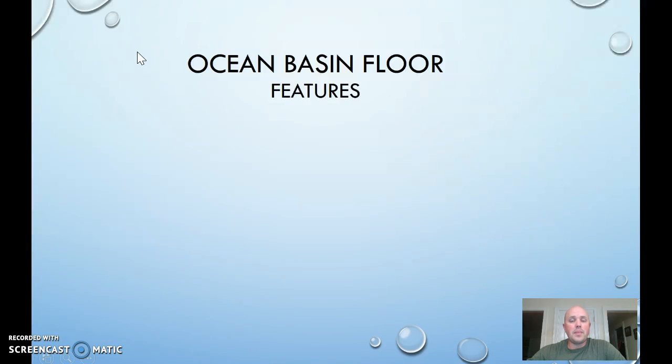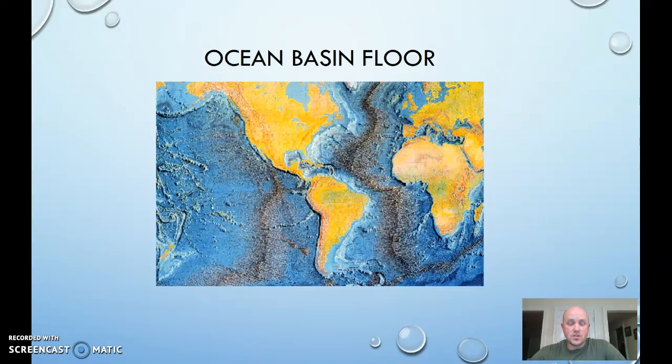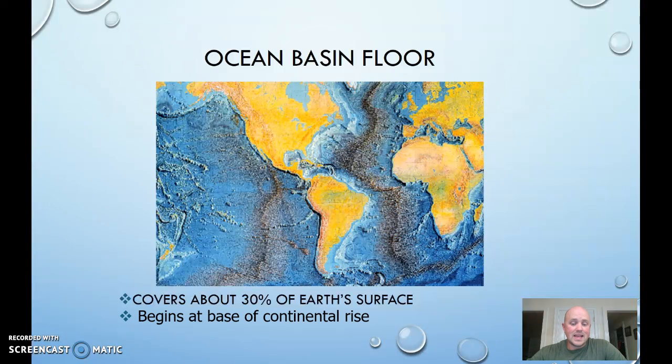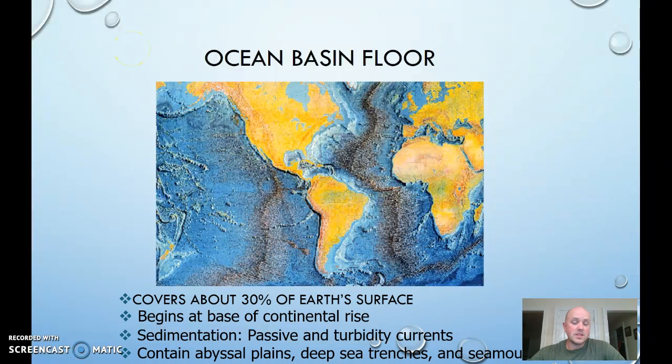So the ocean basin floor features include the abyssal plain, trenches, ridges, and rises. The ocean basin floor covers about 30% of the Earth's surface, and it begins at the continental rise. Sedimentation is with passive and turbidity currents. So this contains abyssal plains, deep sea trenches, and seamounts. You put all those together, you get the ocean basin floor.